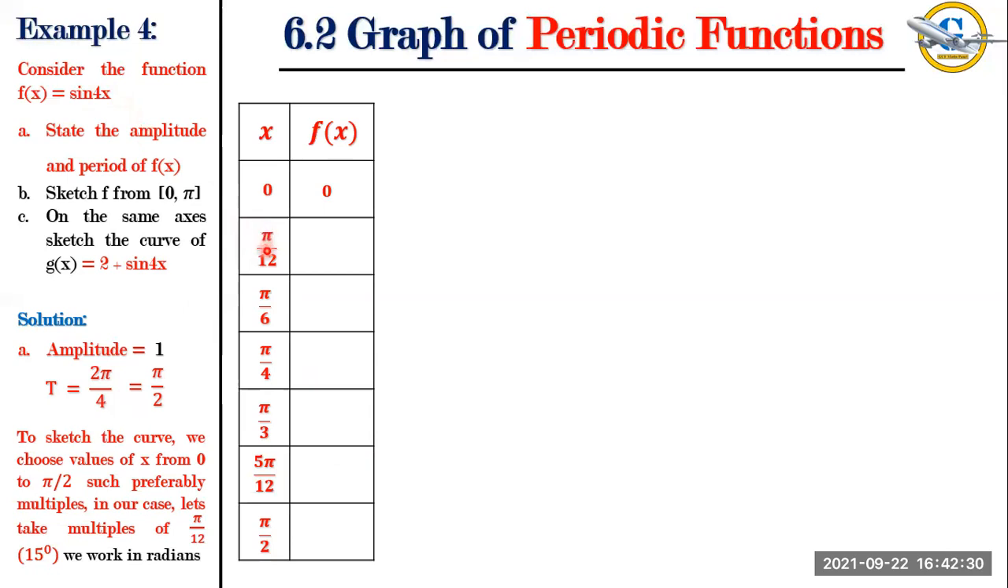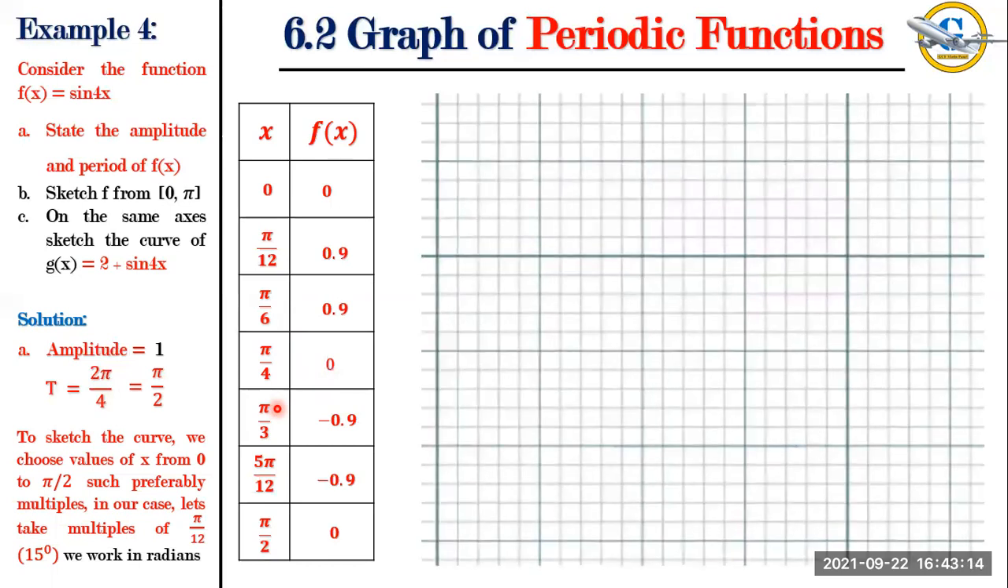When x equals pi on 12, 4 times pi on 12 is pi on 3. And sine pi on 3, that's sine 60, 0.866. I'm approximating here to 1 decimal place for simplicity. Then when x equals pi on 6, 4 times pi on 6 is 2 pi on 3. That gives us 120. The sine of 120 is equal to 0.866, which is approximately 0.9. When x equals pi on 4, 4 times pi on 4 is pi, right? Sine pi is 0. Then for pi on 3, we do the same thing. We have minus 0.9, minus 0.9, and 0. You can use your calculators for that, okay?